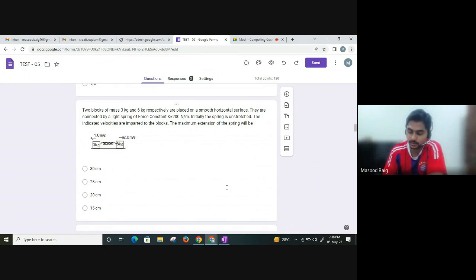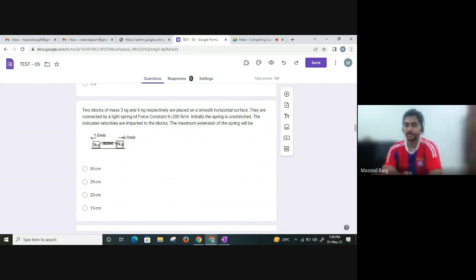Two blocks of masses 3 kg and 6 kg respectively are placed on a smooth horizontal surface. They are connected by a light spring of force constant 200 newton per meter. Initially the spring is unstretched. The indicated velocities are imparted to the blocks. The maximum extension of the spring will be how much, they are asking. In such type of question, you can conserve the linear momentum and you can conserve the mechanical energy.